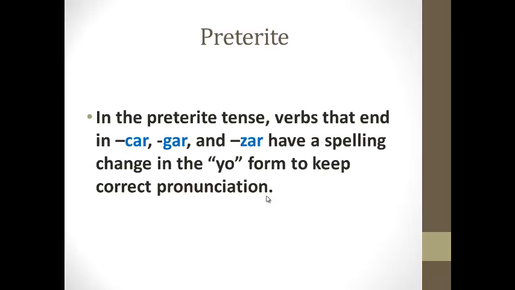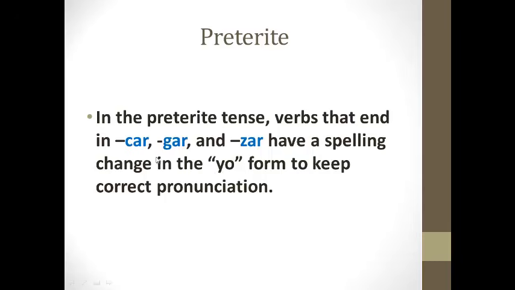Okay, so what we're going to look at today are some spelling changes that occur in the preterite. These spelling changes occur only in CAR, GAR, and ZAR verbs. Okay, they occur only to keep the correct pronunciation of these verbs when they're conjugated in the yo form.